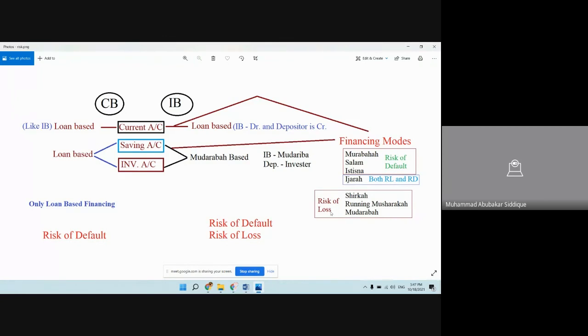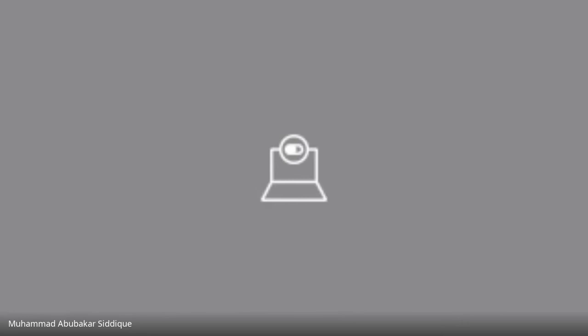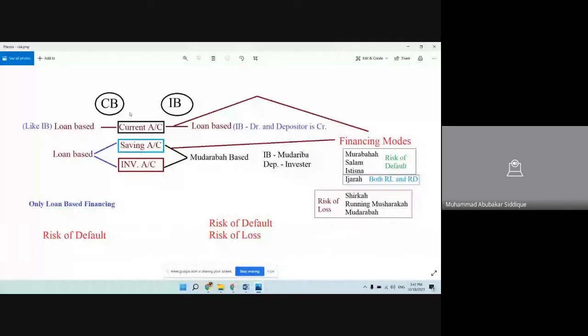So this is the big difference between Islamic banks and conventional banks. Conventional banks are not ready to bear any risk of loss. They just deal in guaranteed profits. Neither depositors are ready to bear any risk of loss, nor is the conventional bank ready to bear any risk of loss. So that is why there is no concept of loss here. But on the Islamic bank side, the Islamic bank is also bearing risk of loss, and the depositors are also bearing risk of loss. So this is the difference between these two systems.